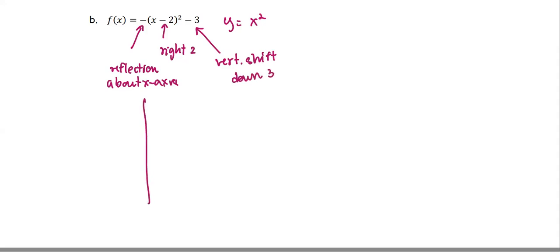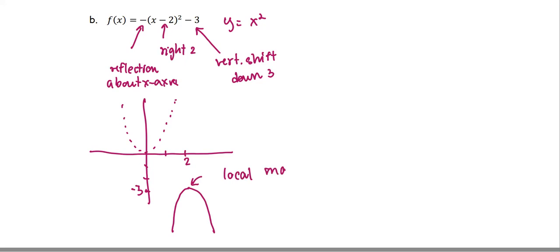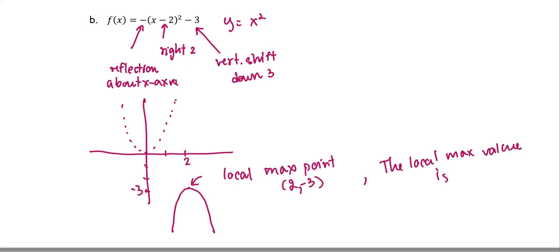So when you put the graph from the basic function y equals x squared, shift to the right 2 units, and then flip it upside down and go down 3 units, it's going to be a graph like this. So from the graph, we can see this one is the local maximum point, which is the point 2 comma negative 3. Therefore, the local maximum value is negative 3.